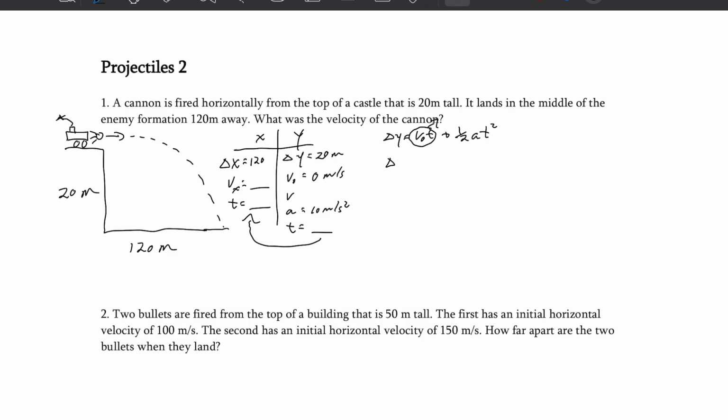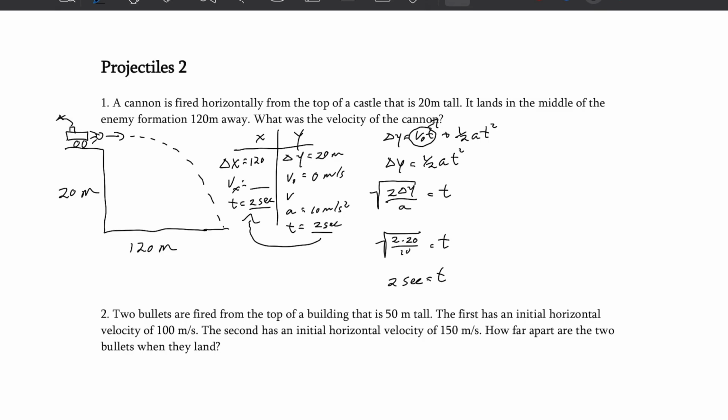Delta y is equal to v naught t plus 1/2 at squared. V naught is 0, so v naught t is 0, leaving us with delta y is equal to 1/2 at squared. Multiply both sides by 2, divide both sides by a, and then square root both sides, and that will isolate the t on the right side. The square root of 2 times delta y, 2 times 20, divided by 10 is t. So 40 divided by 10, square root of 4, so you get 2 seconds is your time.